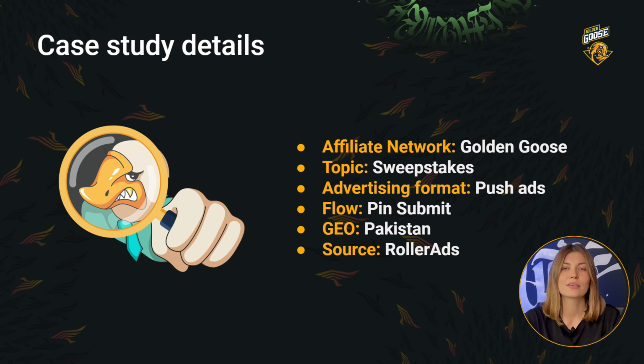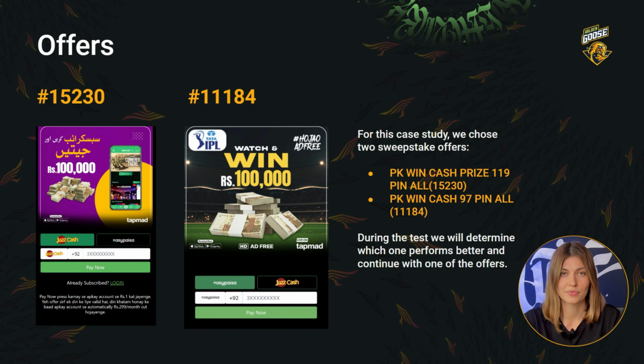So, let's look at the campaign details. Affiliate network, Golden Goose, of course. Topic, sweepstakes. Advertising format, push. Flow, pin submit. Geo, Pakistan. Traffic source, RollerAds. First step, choosing an offer.